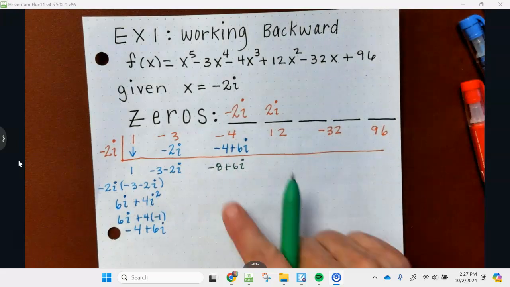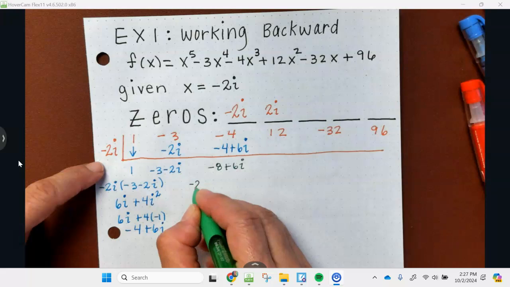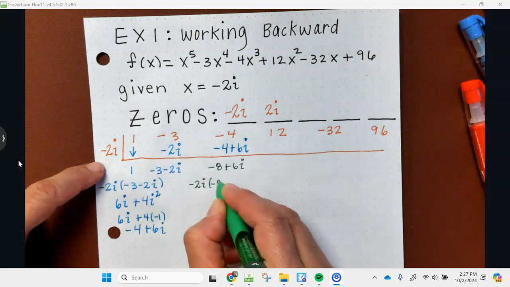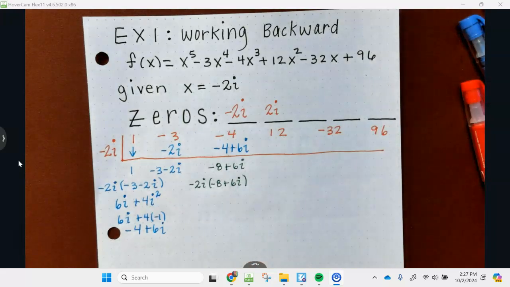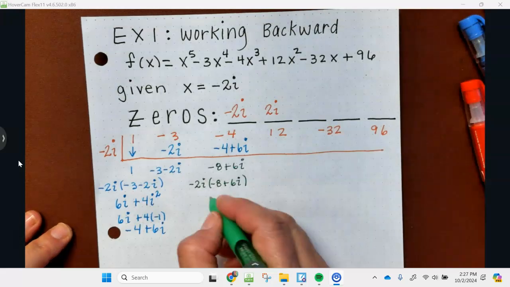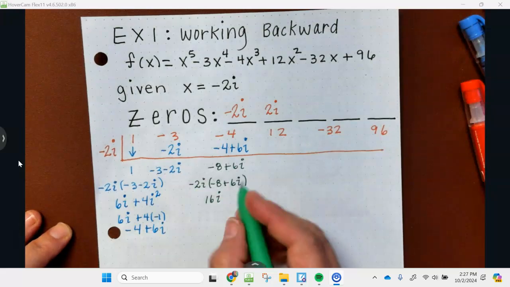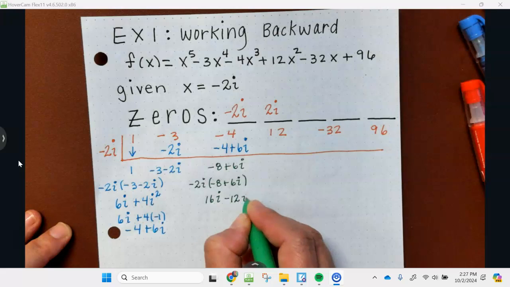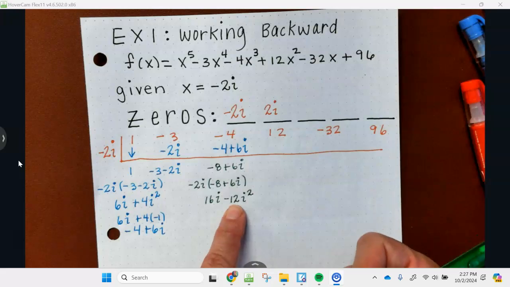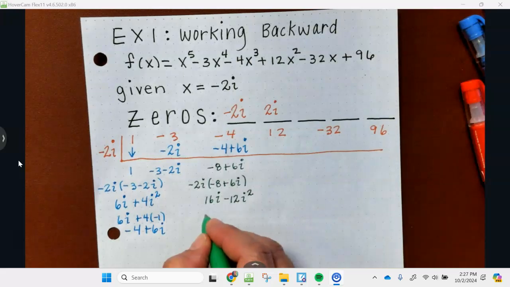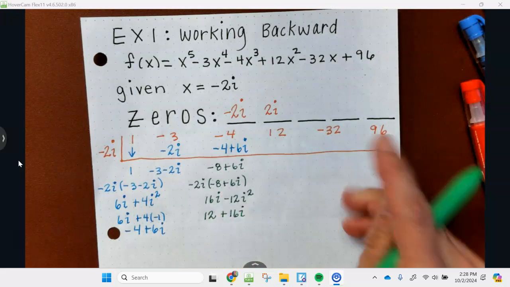And we're going to just do it all over again. We're going to have to multiply these two now. So it's going to be negative 2i times negative 8 plus 6i. Distribute. Be careful. Negative 2i times negative 8 is a positive 16i. A negative 2i times a positive 6i is a negative 12i squared. So what happens to that negative 12? What does it turn into? Turns into positive. Yes, great job. So this is going to be 12 plus 16i. That goes right here.